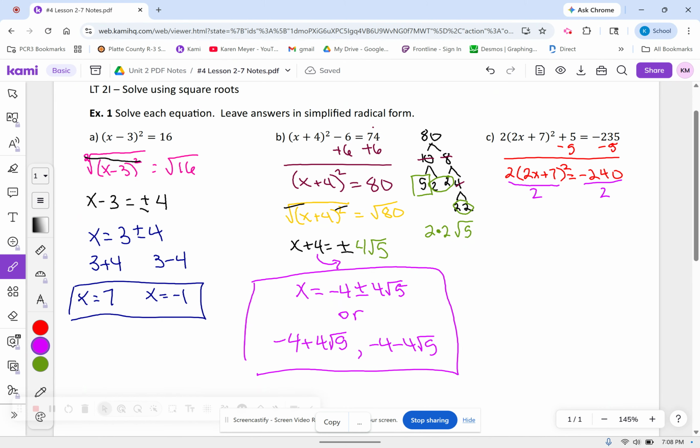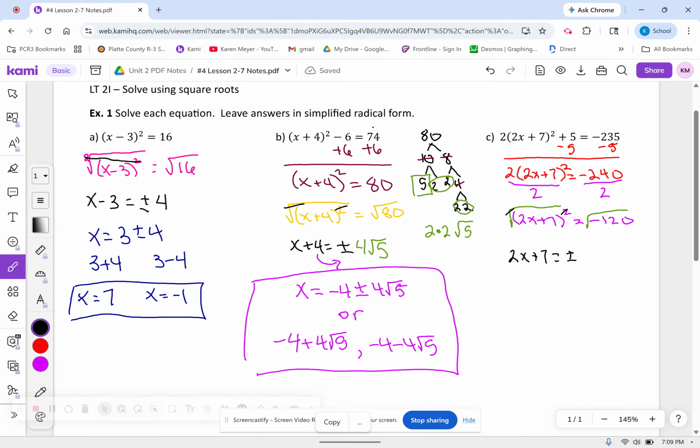So then I'm going to divide the 2 away. So then I have parentheses 2x plus 7 quantity squared equals negative 120. And then to get rid of the power of 2, I am going to square root it. And then on the front side, the power of 2 and the square root are going to cancel out. So 2x plus 7 equals plus or minus. Uh-oh, I see a negative under the root.